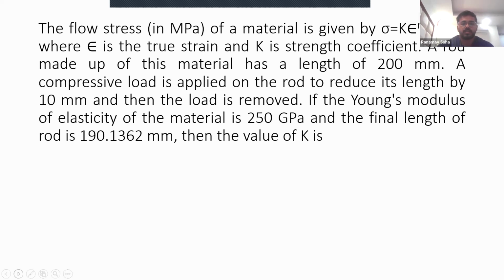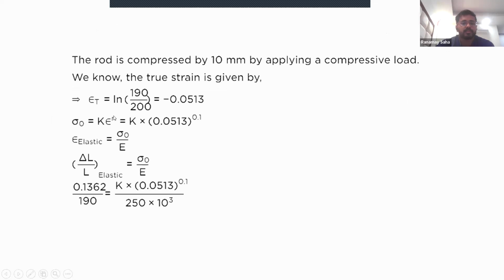Okay, so let's proceed to the solution, guys. I hope this question was pretty much similar to your last question, and I hope you have been able to solve it. If you look at the solution, it's pretty simple. It has to be solved with similar steps as your last question. The rod is reduced in length by 10 mm, so the final dimension becomes 190.